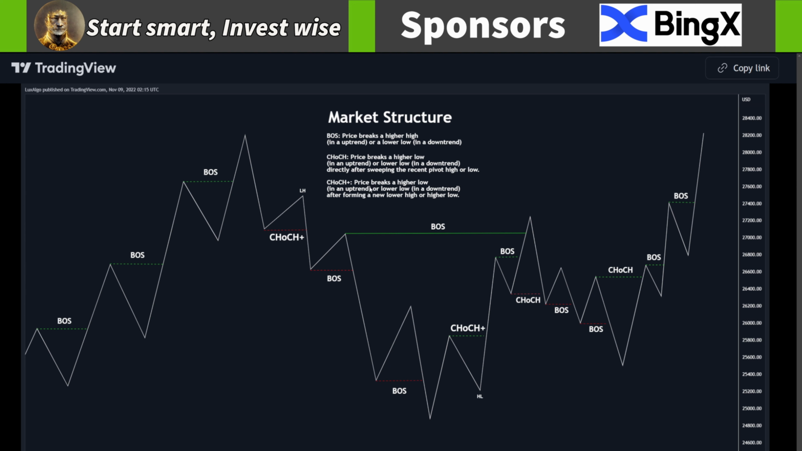Now, the change of character plus is when price breaks above a higher low in an uptrend or a lower low in a downtrend after forming a new lower high, excuse me, or a higher low, okay? So you see this higher low right here, then we have the change of character. That's where you're going to see the change of character plus.